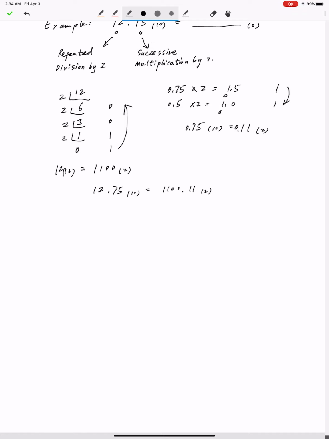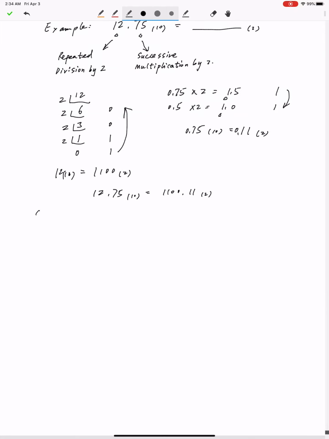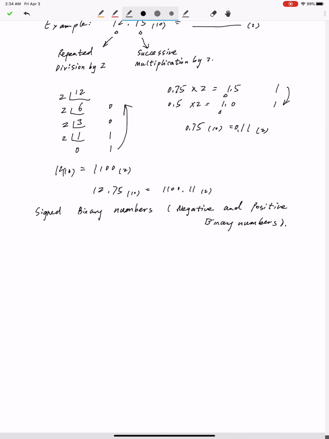Alright, another thing I want to introduce in this class is called signed binary numbers, which means negative and positive binary numbers. Here I want to introduce a concept which is called signed numbers.